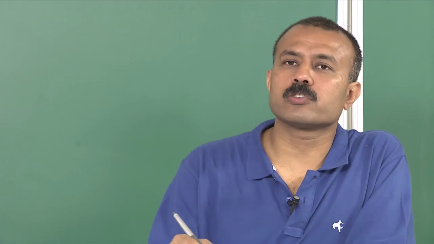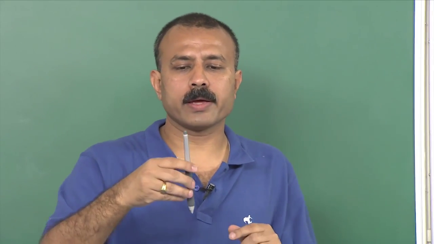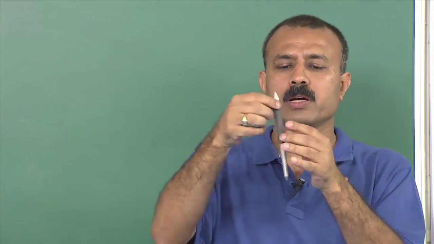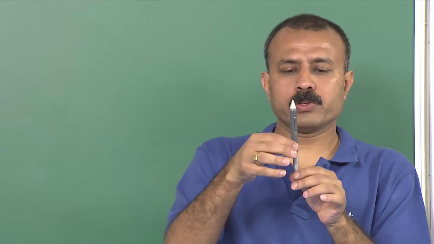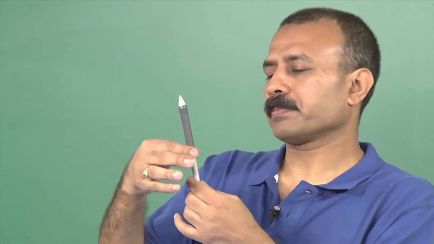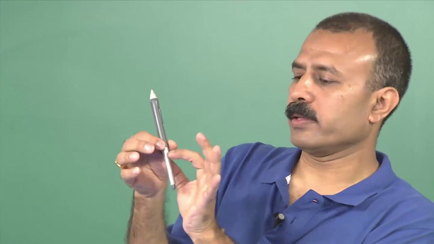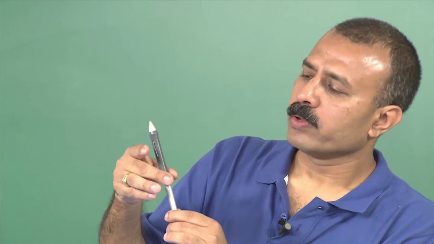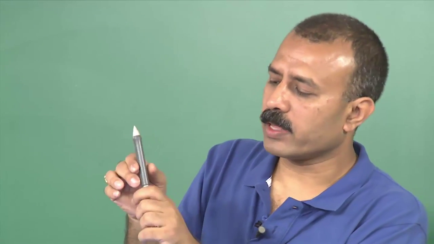Let us talk about the structure of the rods and the cones. These are very unusual structures. They are fairly elongated, and a cone looks like this. If you look at this pen, you can see a light black or ash colored body, and underneath there is a lighter color. This is the part where all the light receptive pigments are present, and this is the cell body. If I draw it, it looks something like this.